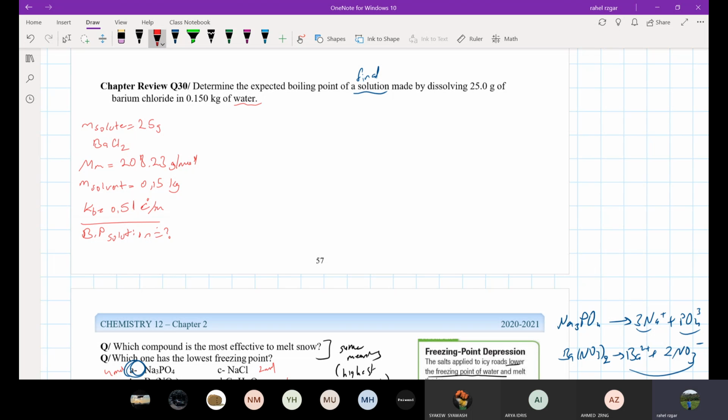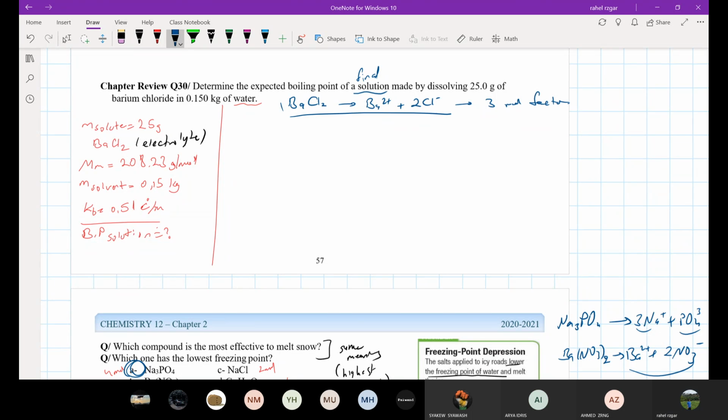All right. Let's look at which rules we are going to use. The compound is barium chloride. It's an electrolyte. If it is an electrolyte, you have to write the compound and find the factor. BaCl2 will be separated into Ba and 2Cl, so the factor is 3 moles. There we got it. We got that out of the way.